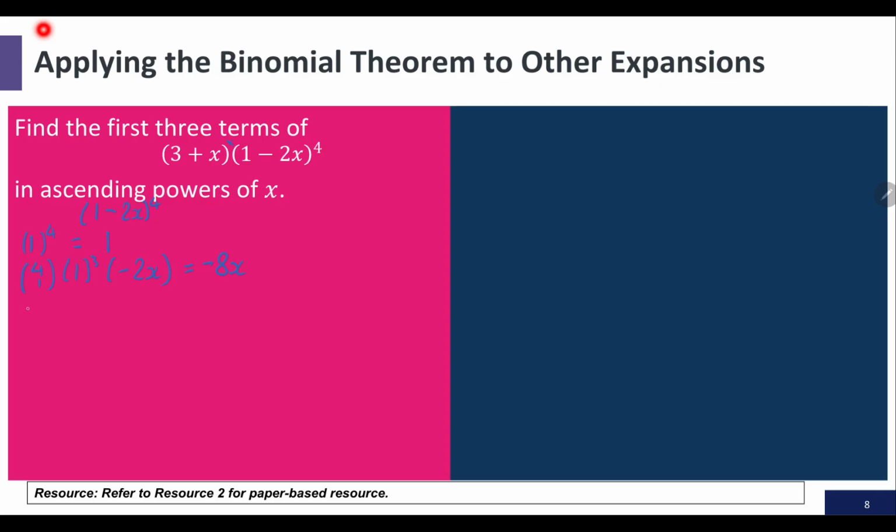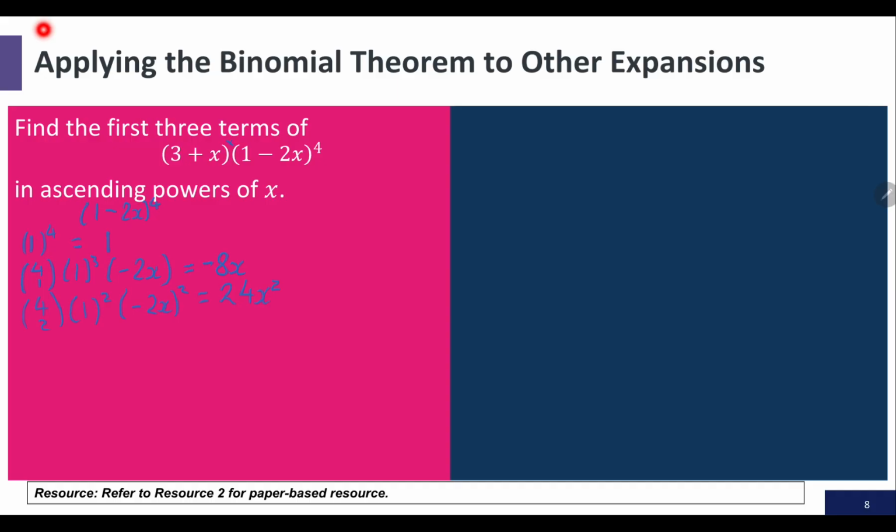There we go. The next term is 4 choose 2, multiplied by 1 squared, multiplied by minus 2x all squared. So 4 choose 2 is 6, multiplied by 1 squared is still 6, multiplied by minus 2 squared should be positive 24.